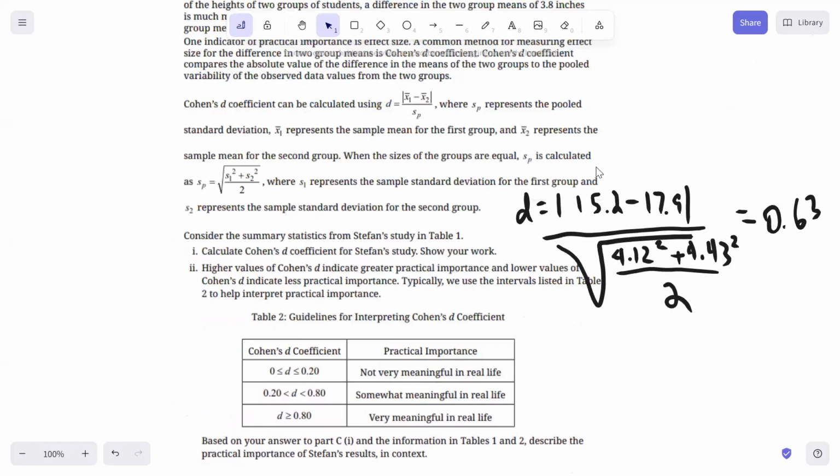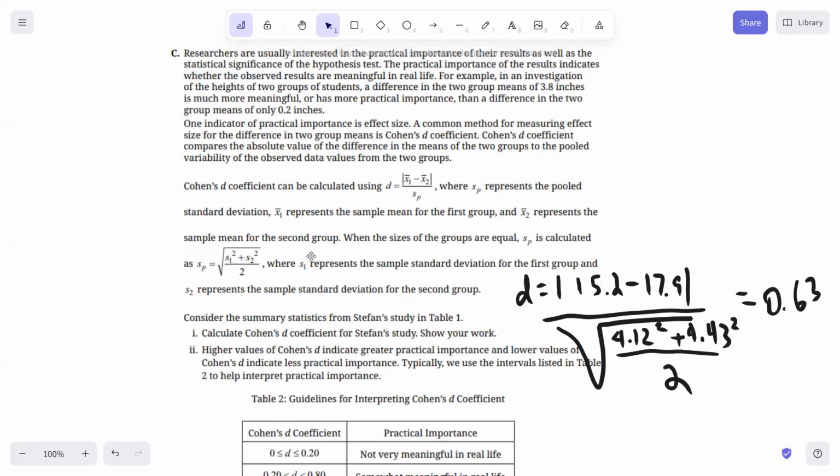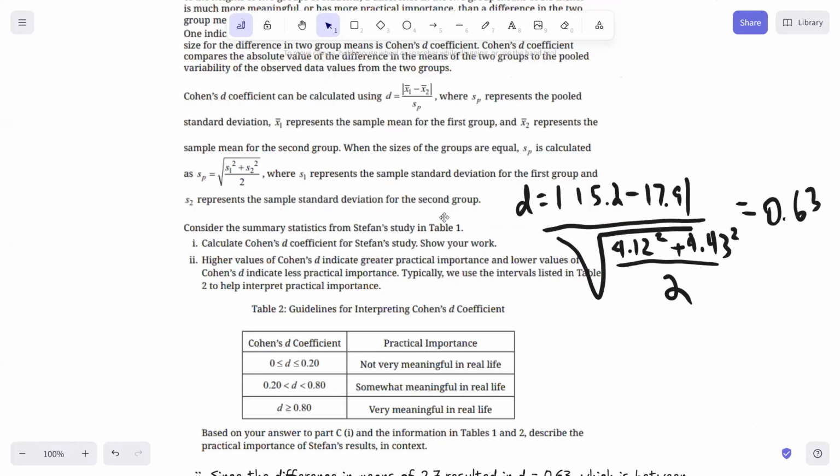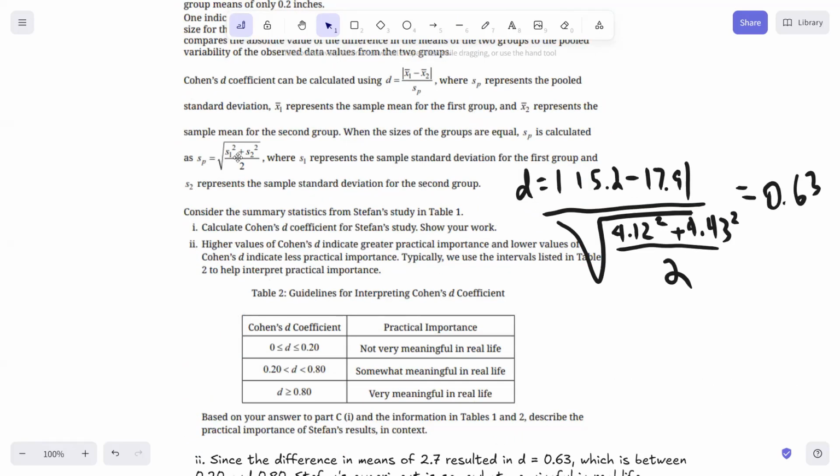Explain your answer. Well, notice how Cohen's coefficient is calculated. It's the difference in sample means divided by the pooled standard deviation. Now, both standard deviations, if we look back, were 4.12 and 4.43. Now they're saying they're both going to be greater than 4.43. Well, if both standard deviations are greater than 4.43, that's going to increase the denominator here, because you're still dividing by 2, still taking the square root, and still having the same difference in sample means.